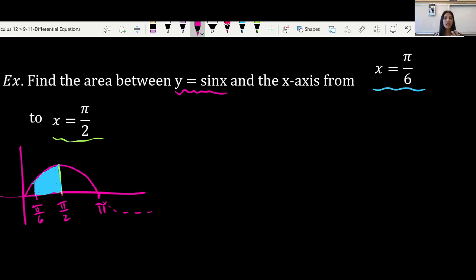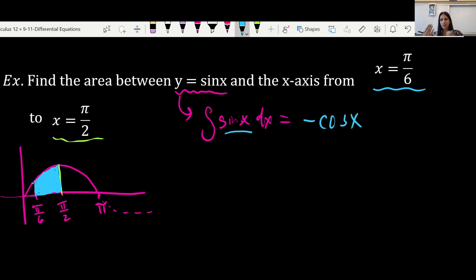So if our function that we're looking at is sine x and the x-axis, if we want the antiderivative of sine x dx, we're interested in that part. The antiderivative of it, we know, would be negative cos x. Based on our knowledge of what derivatives are, we're just working backwards. So what that means is I want negative cos x from pi over 6 up to the other part here, which was pi over 2.